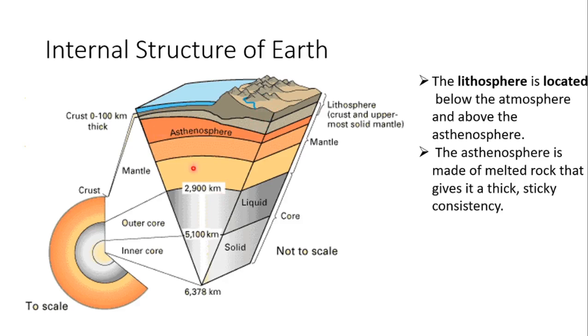When we go down below the lithosphere, the temperature rises and reaches approximately 1000 degrees centigrade. And the region which lies just below the lithosphere is called asthenosphere. This word is taken from the Greek word asthenes, which means weak.